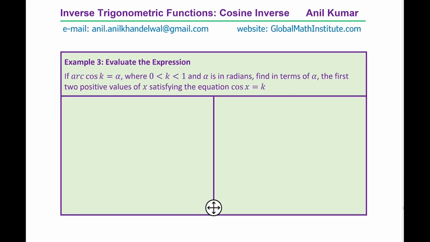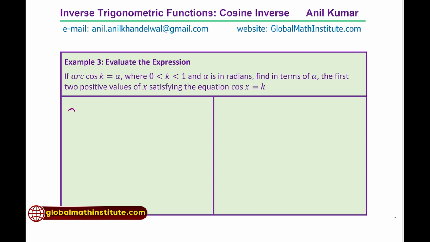Here is question number 3. I'd like you to pause the video, read the question, answer, and then look into my suggestions. If arc cos k equals alpha, where k is between 0 and 1 and alpha is in radians, find in terms of alpha the first two positive values of x satisfying the equation cos x equals k.